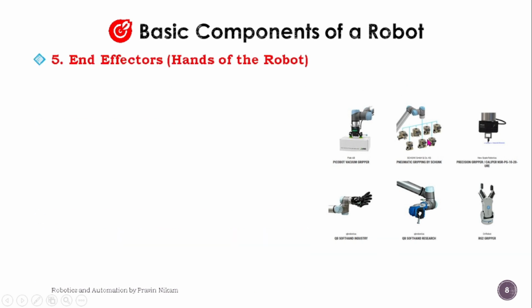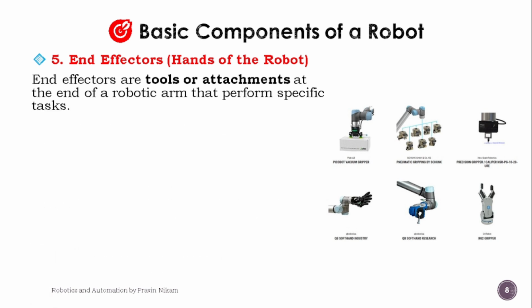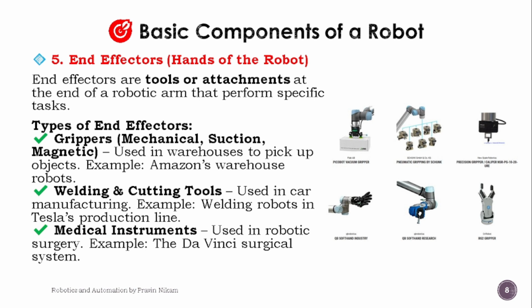Then the next component is end effectors, that is the hands of the robot. End effectors are tools or attachments at the end of a robotic arm that perform specific tasks. Types of end effectors. Three types of end effectors are there. First are the grippers. Mechanical grippers, suction and magnetic grippers are there. They are used in warehouses to pick up objects, for example, Amazon's warehouse robots.